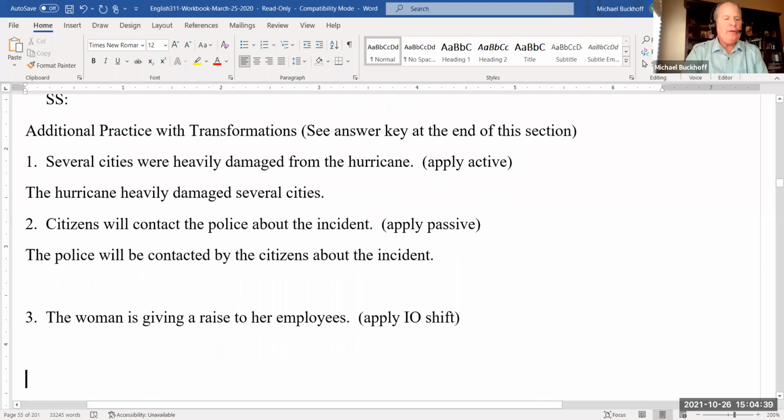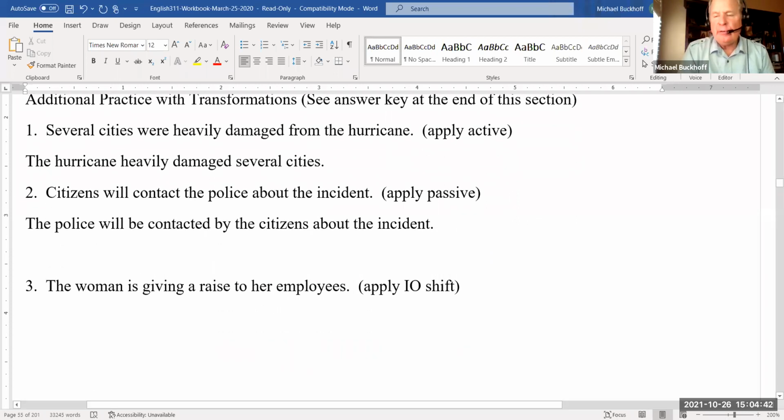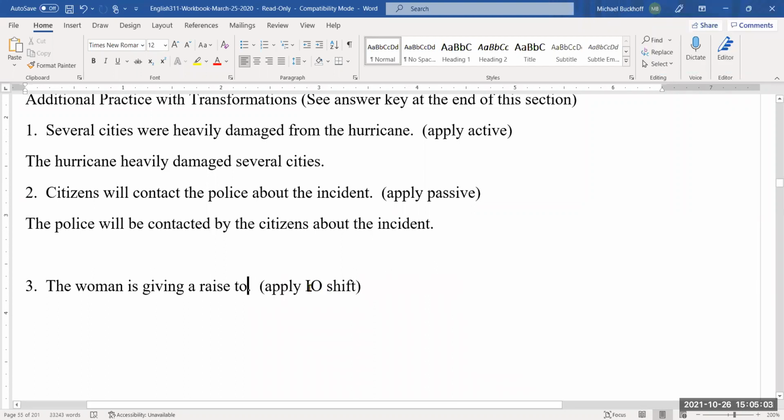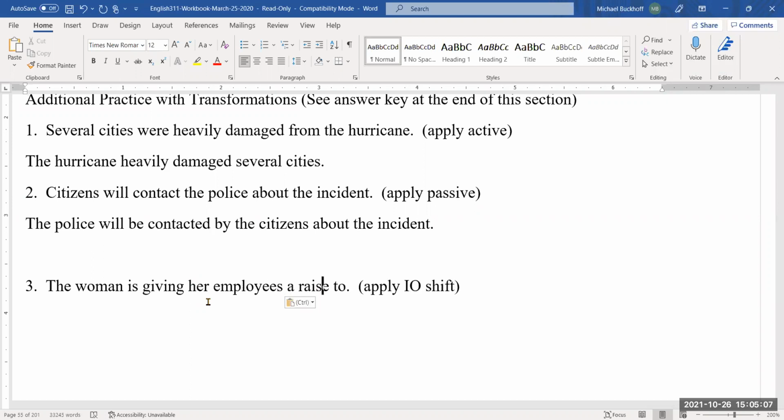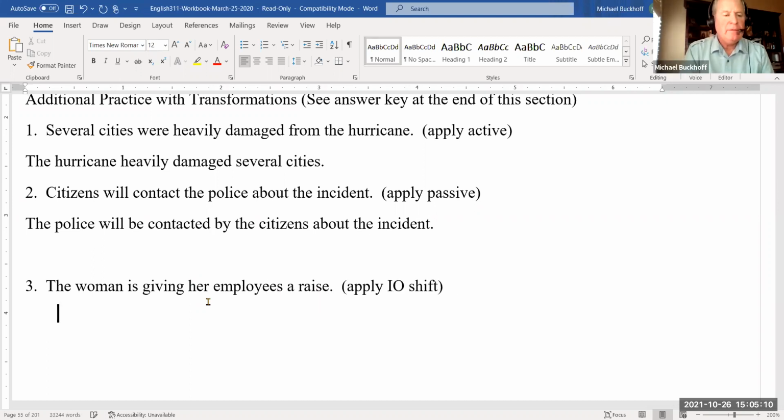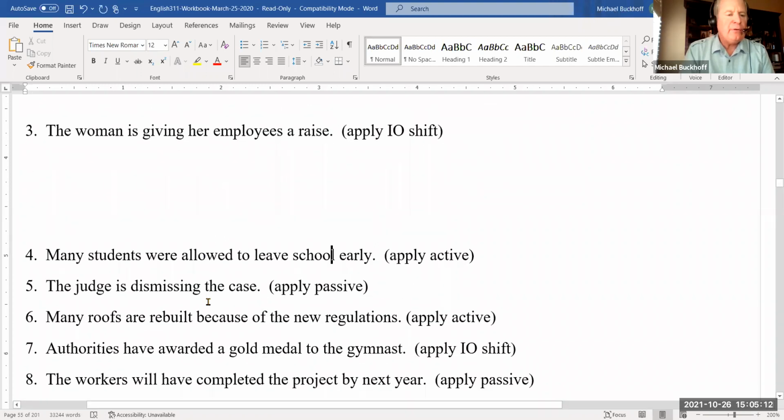Then number 3, we have apply IO shift, right? So be careful. If I say IO shift, don't rewrite it into active or passive voice. Just take the object of the preposition, place it directly after the verb, and delete the preposition. So in this case, we have to take her employees, and where do we put it? After giving. There you go. And then we delete the preposition. Now let's do 4, 5, and 6.